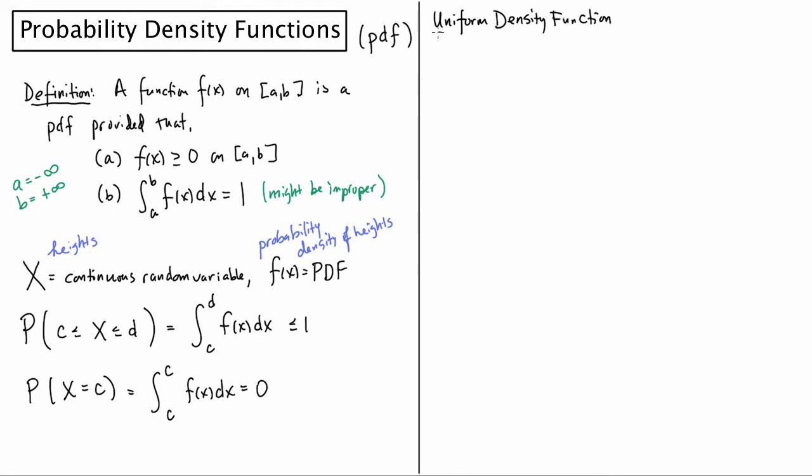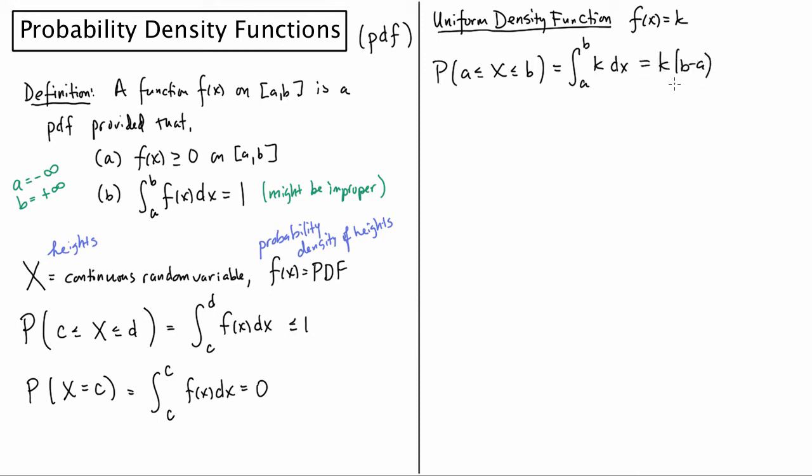And the uniform density function is basically, let everything have the same probability of occurring. So I'm going to call my density function f of x equal to k, in which case if I wanted to define the probability of the random variable being between a and b, if we have a uniform density, that's the integral from a to b of k dx, which when you integrate is k times b minus a.